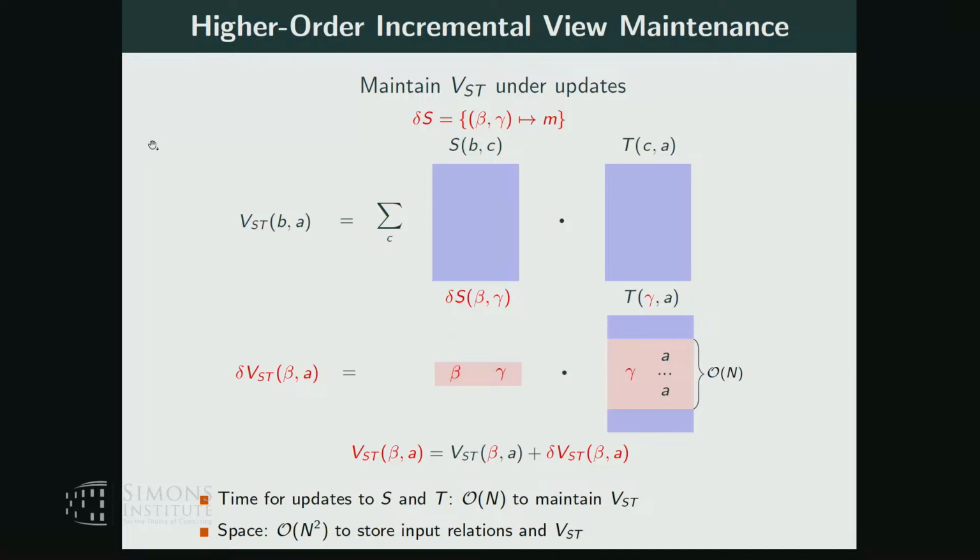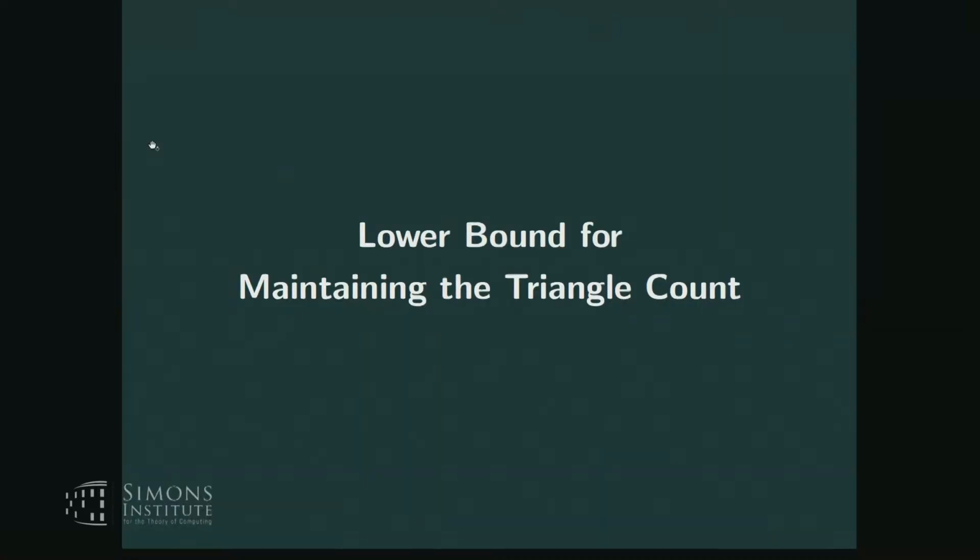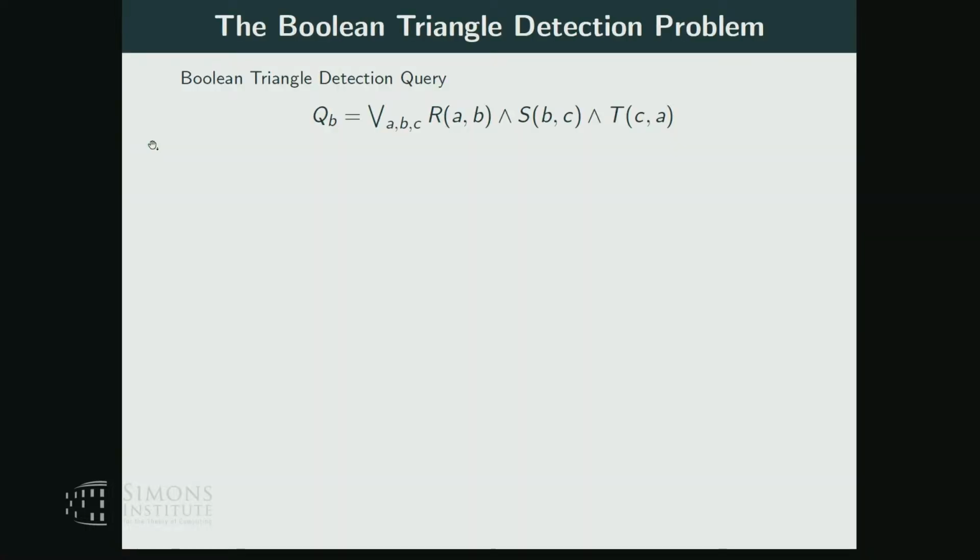Okay, so these are some techniques which are quite common, I would say, in IVM for databases. Now, let me show a different tool in the toolbox, which we may use, which is how to show lower bounds for maintaining the triangle count. For that, I will look at a simpler version of the query, which is the Boolean triangle detection problem. So effectively, I have the query, but now I'm interested only in whether there is at least one answer, and not counting the answers.